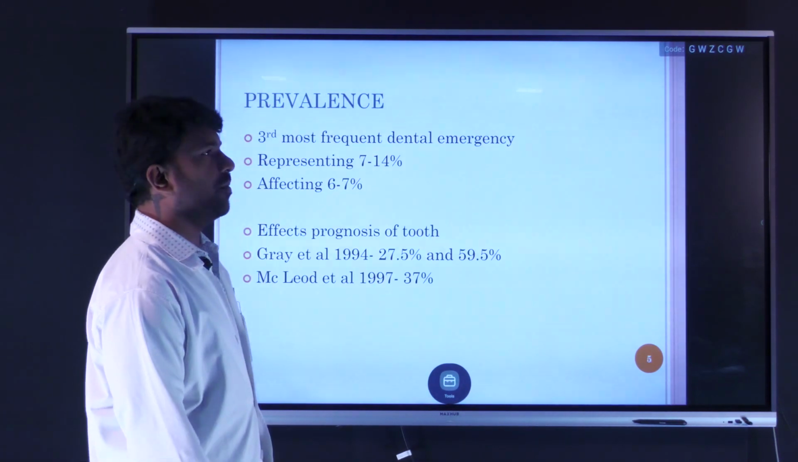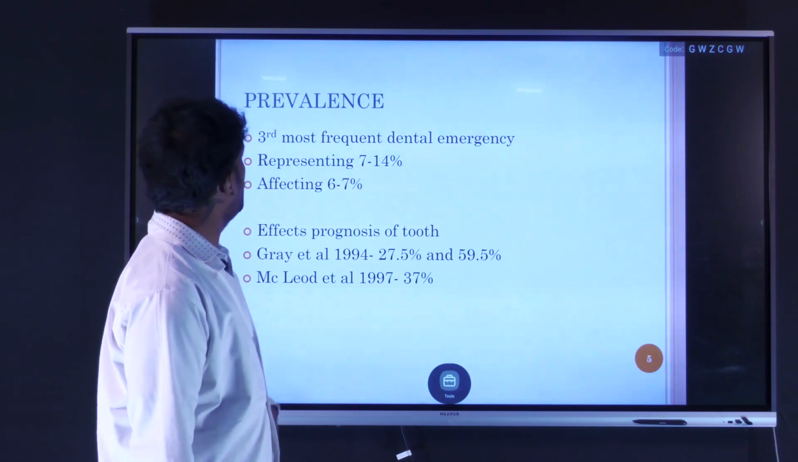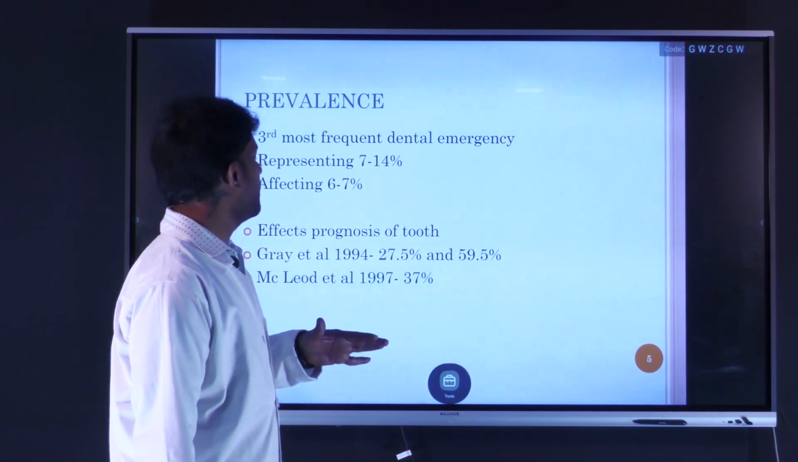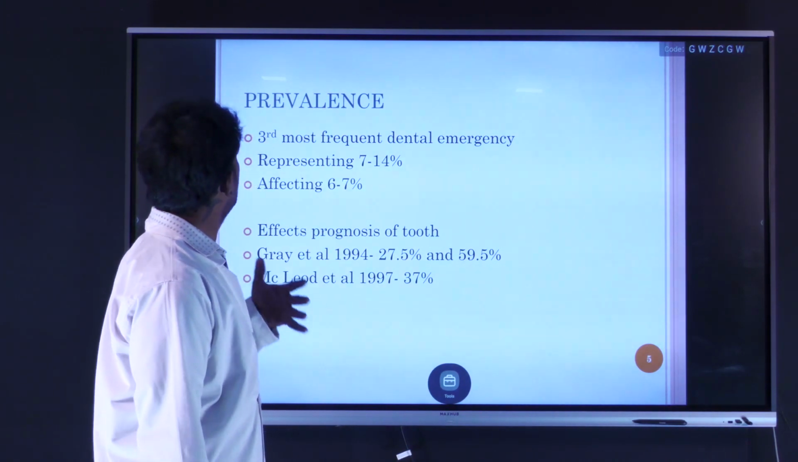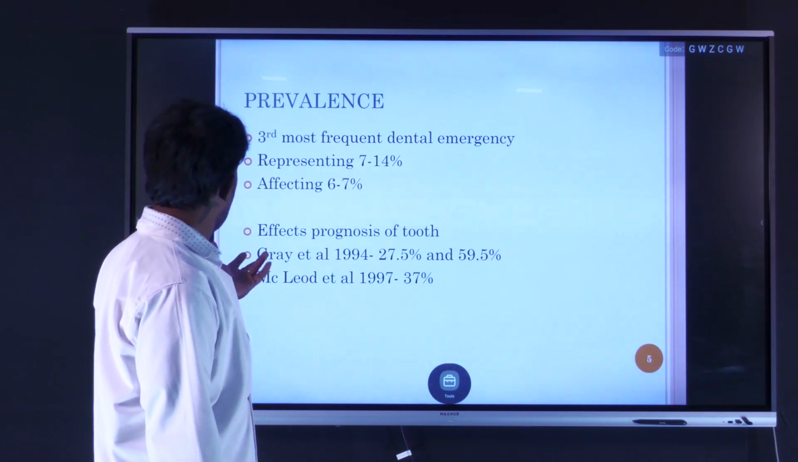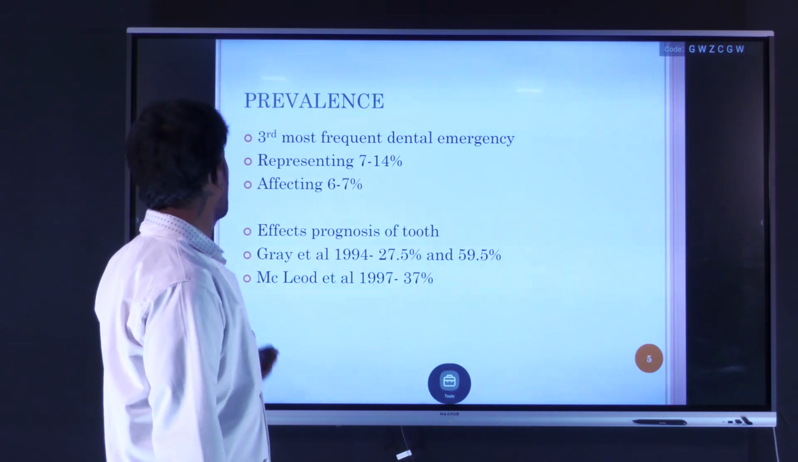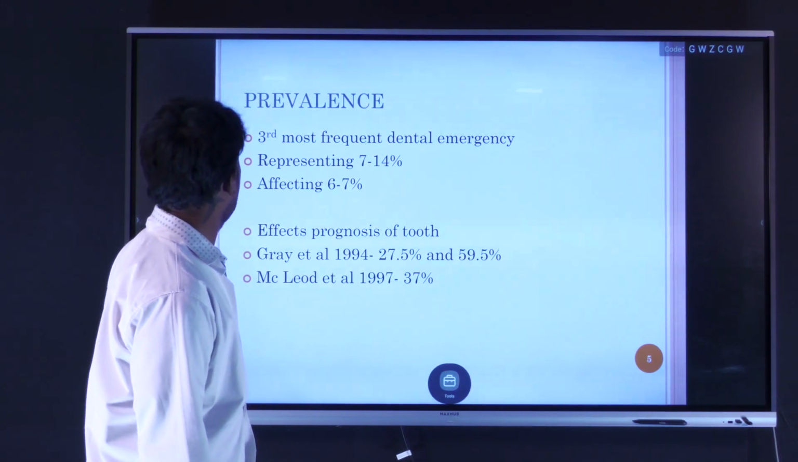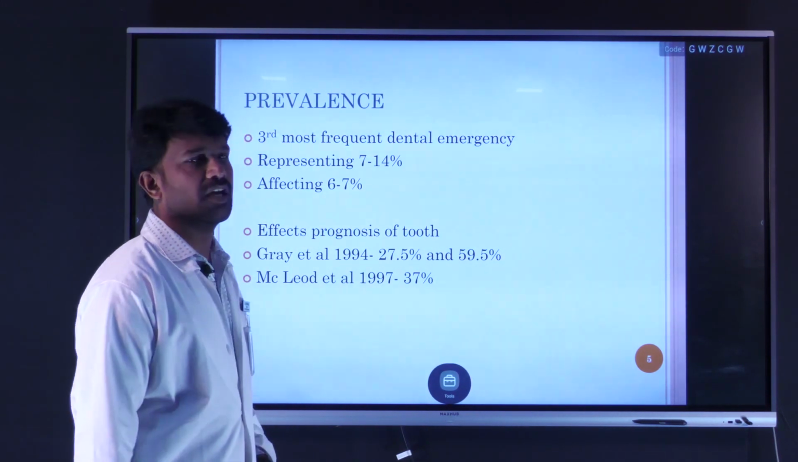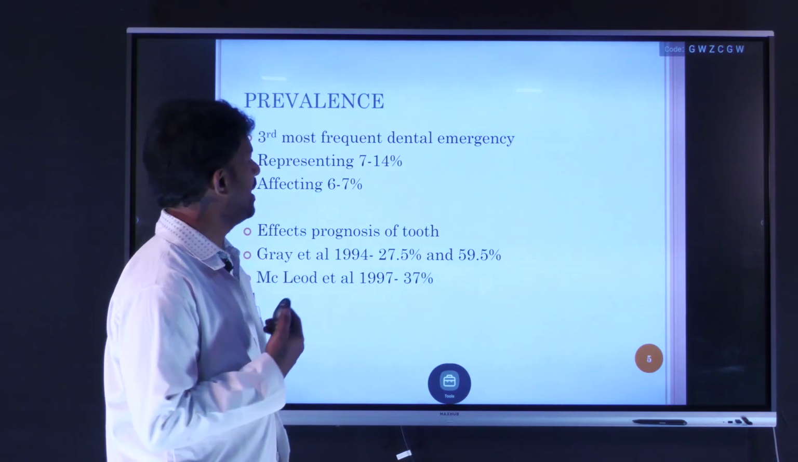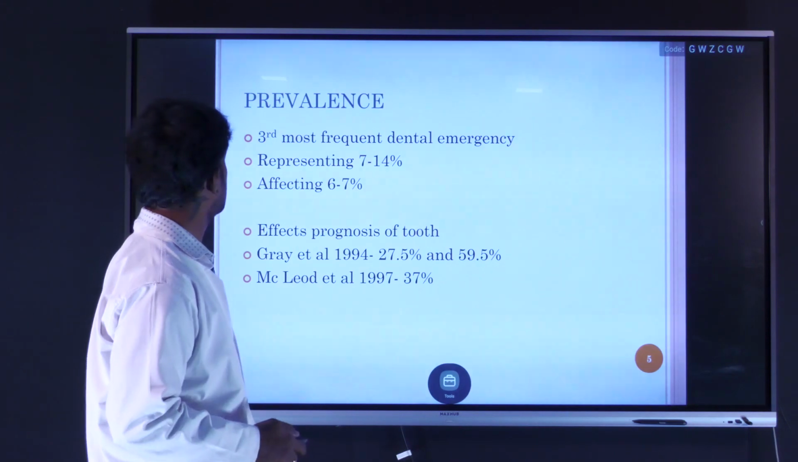Coming to prevalence, it is the third most frequent dental emergency, representing 7 to 14% of cases affected with periodontal abscess, and it affects the prognosis of the disease. It is reported by Gray and McLeod that 37% of periodontal pathology cases end up in periodontal abscess.